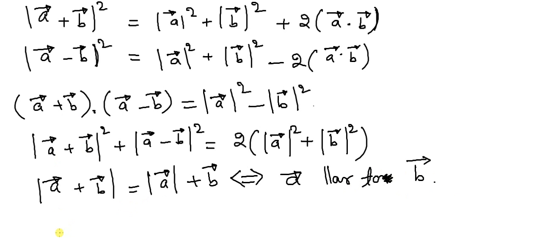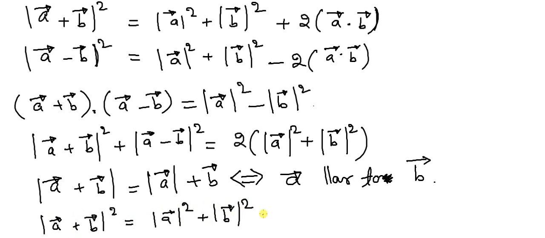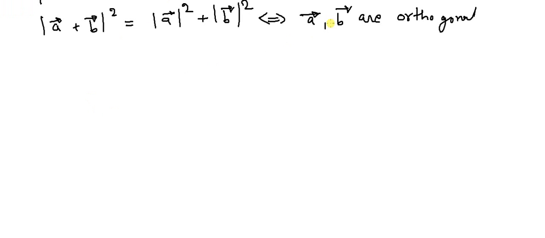Next point, it says a vector plus b vector whole modulus whole square gives a square plus b square, and if this condition is followed, then what does this mean to you? That means a and b are orthogonal. So orthogonal is perpendicular.